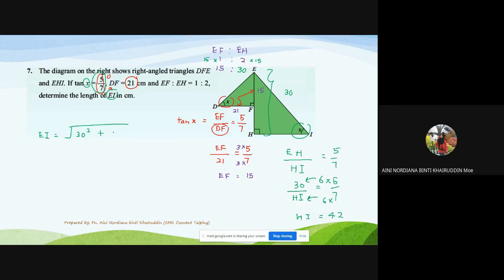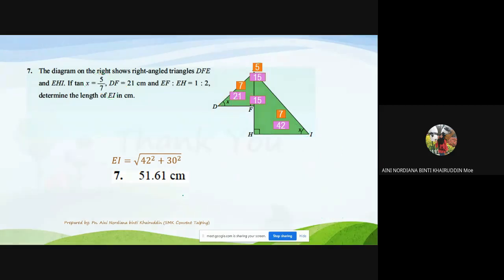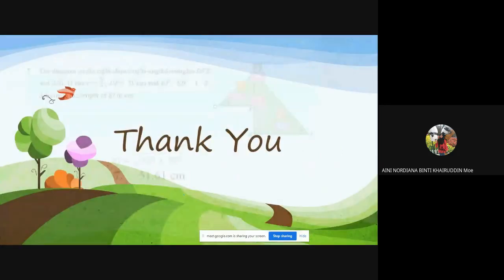So substitute here 42 squared plus 30 squared. Use your calculator, you'll get 51.61 cm. Okay, this is the answer for question number 7. Okay, that's all.